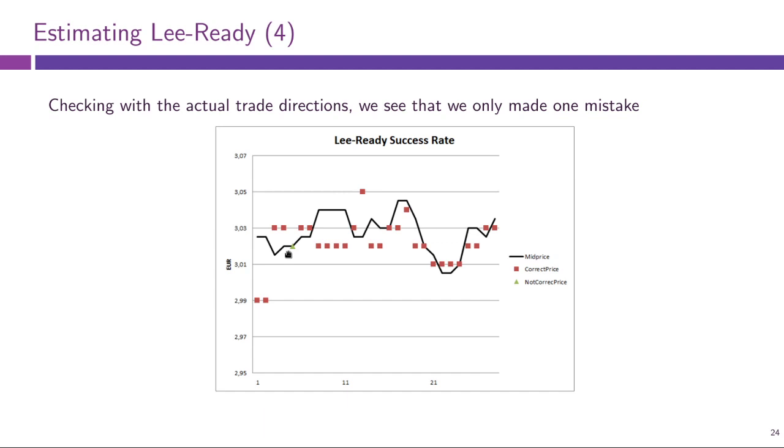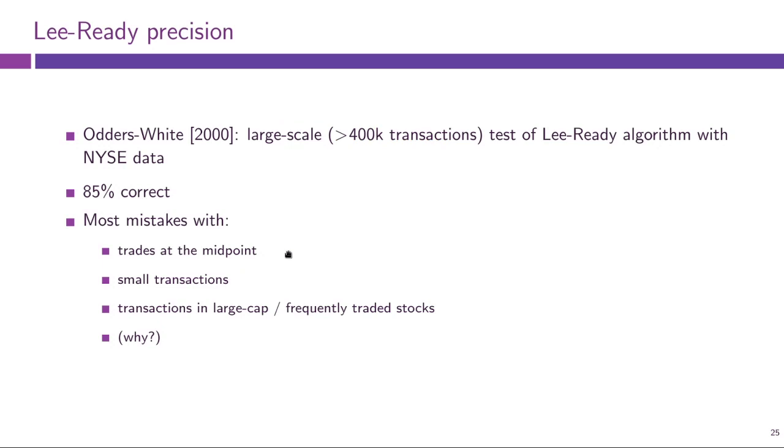Now, this is of course a very weak test and very weak evidence that Liquidity actually classifies the trades correctly. But fortunately, there were other researchers that did a more thorough test. So, Otters in White in 2000 tested Liquidity algorithm not on 30 transactions, as we just did, but on a dataset with over 400,000 transactions from the New York Stock Exchange. If I remember correctly, which I do not, I believe they have all the data from New York Stock Exchange for over 3 months or around that.